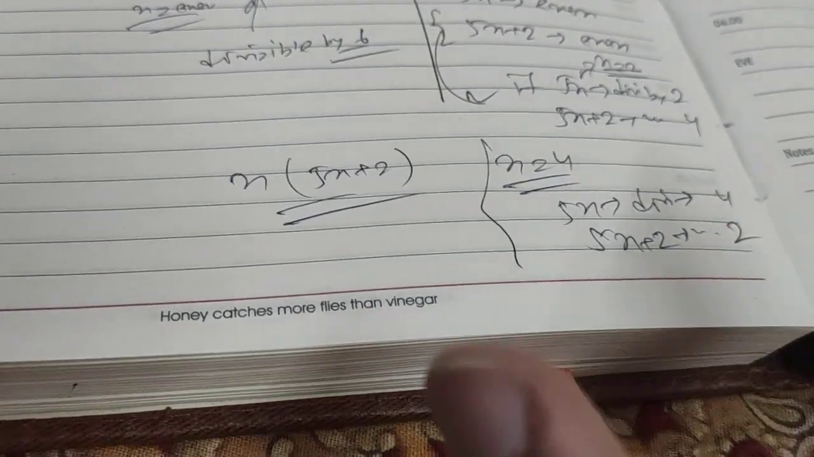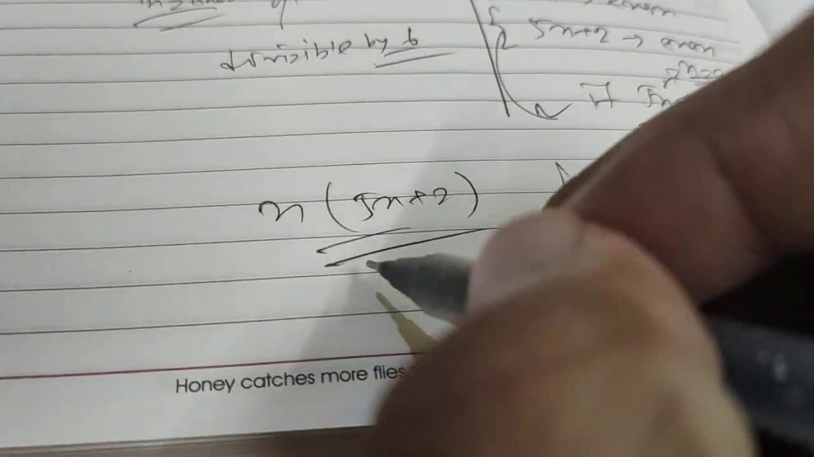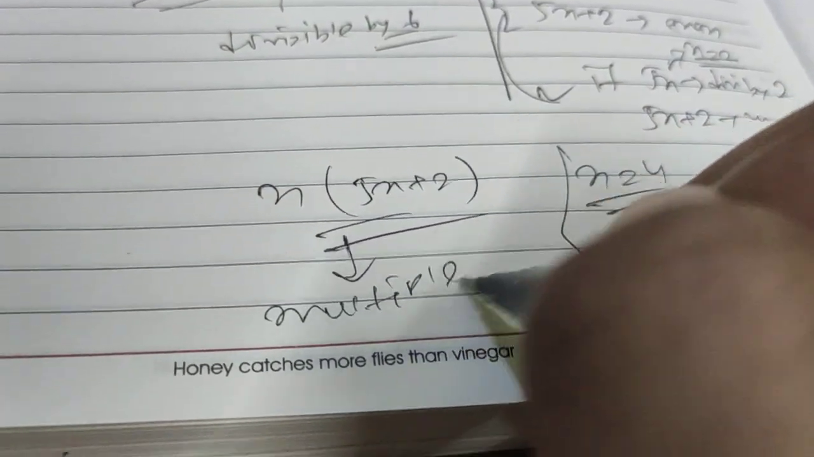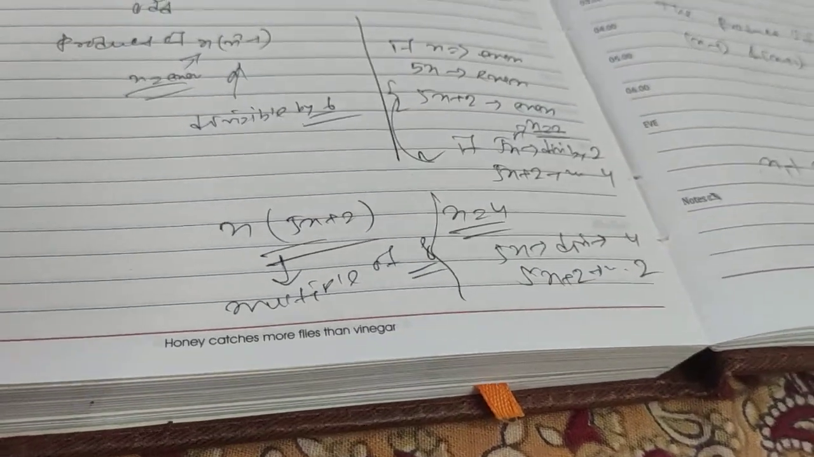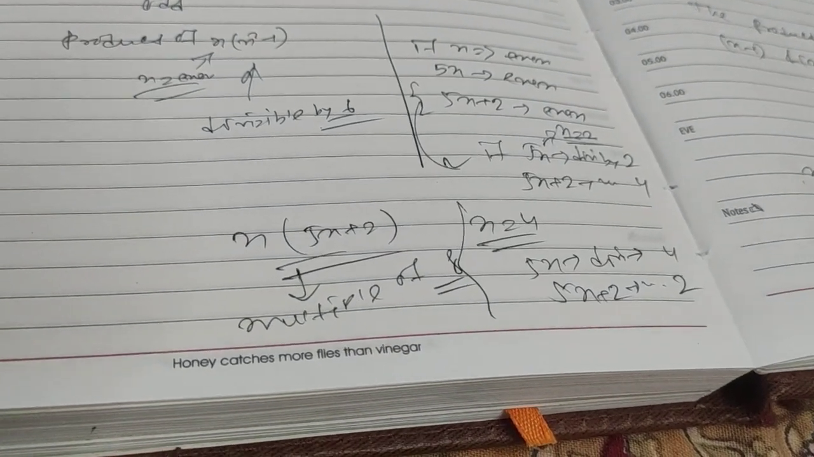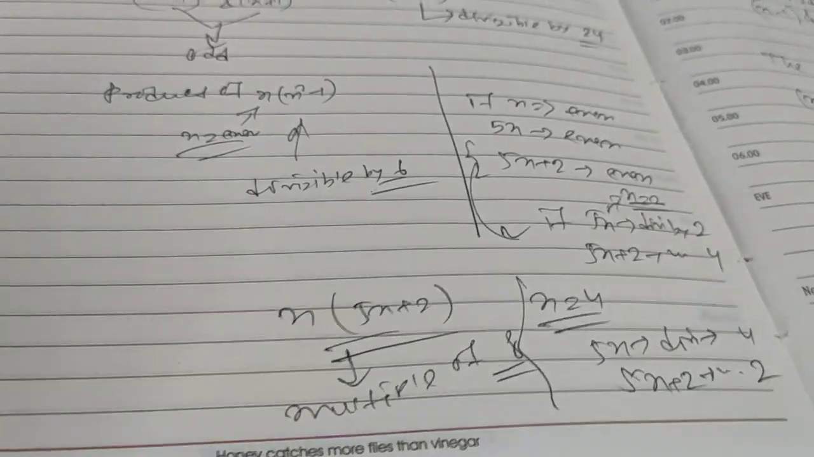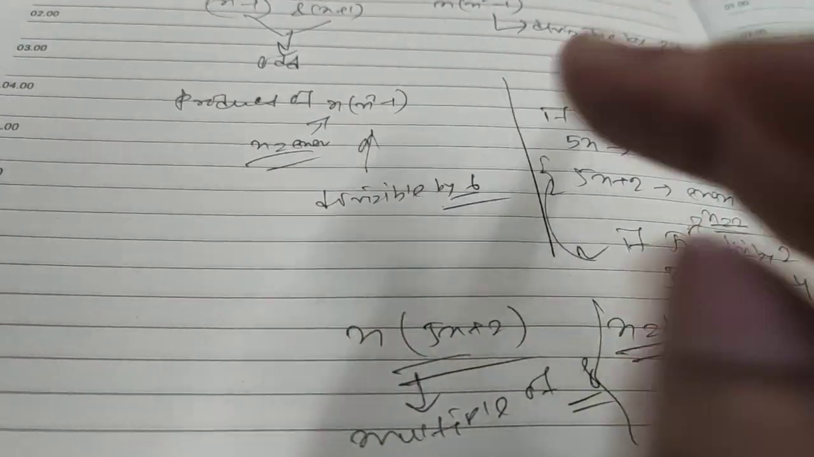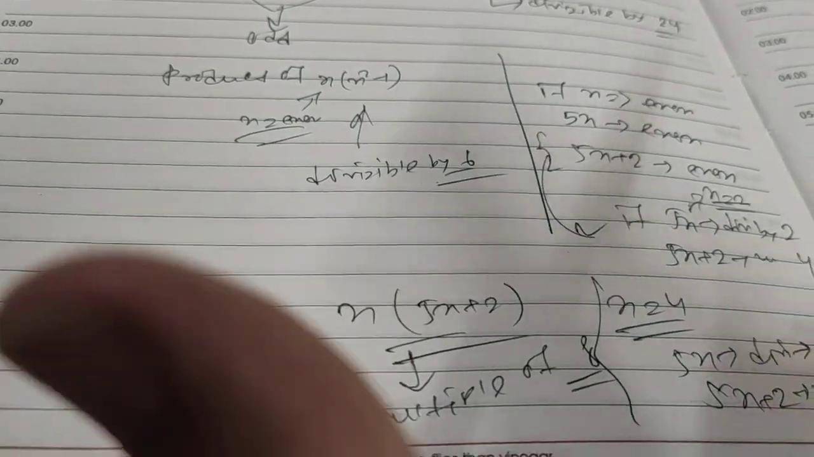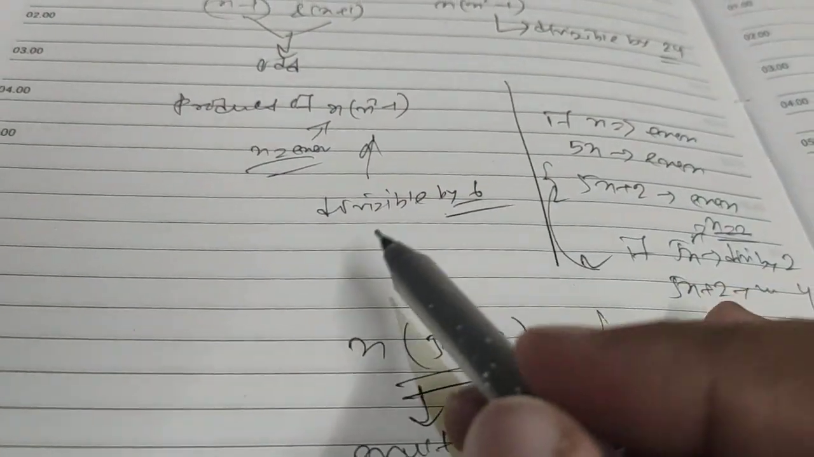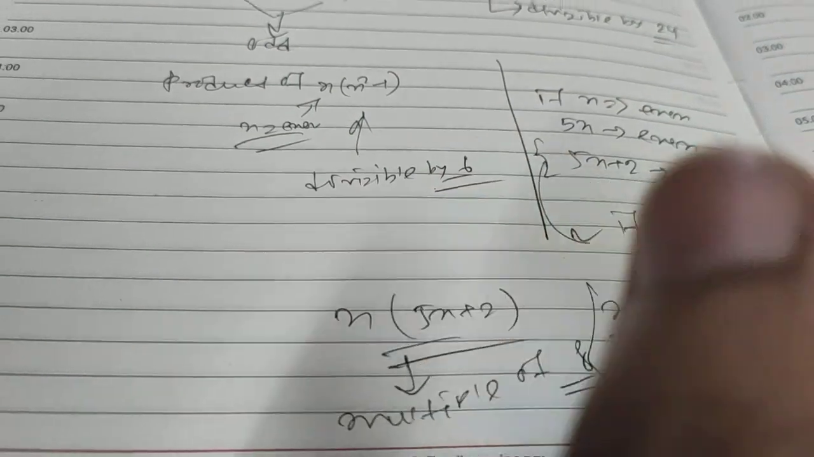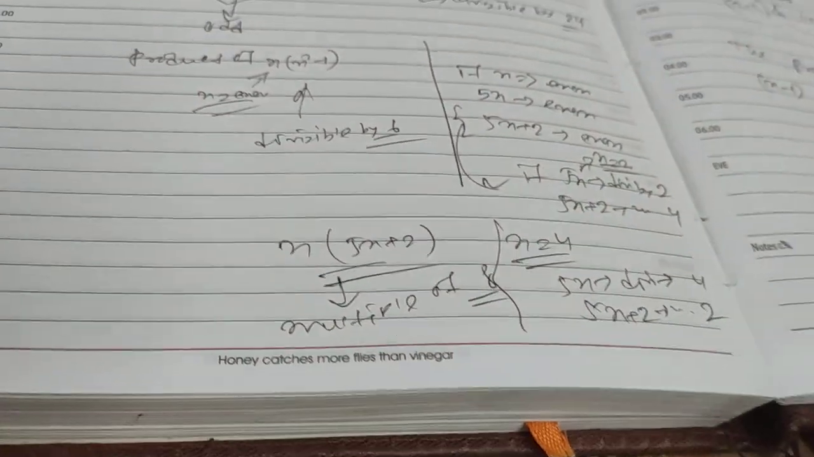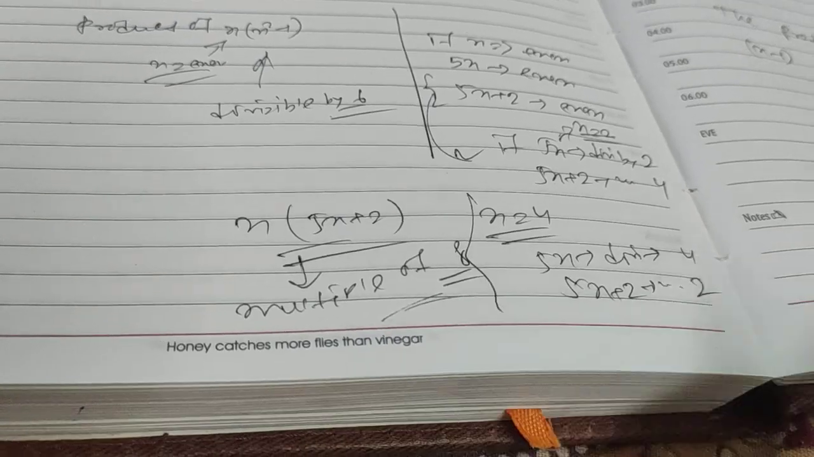So from this also, the product of n and 5n + 2 will be a multiple of 8. If you consider n(n² − 1) for both cases, even and odd, it will be divisible by 3, since it is divisible by 6. And n(5n + 2) is also a multiple of 8.